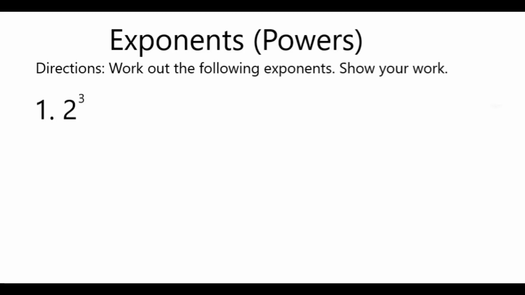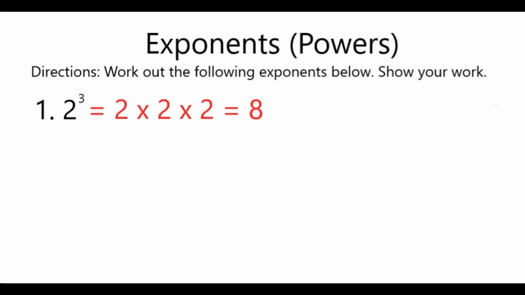Now when we're done with these, I'll give you a bonus activity where you can practice this some more, writing down the answers like this, not writing how to say it or anything like that. Okay, so let's look at number 1 now, and it says 2 to the 3rd power. So they just basically want us to work out the following exponents below and to show your work. So the answer for 2 to the 3rd power is going to just simply be 2 times 2 times 2, which equals 8.